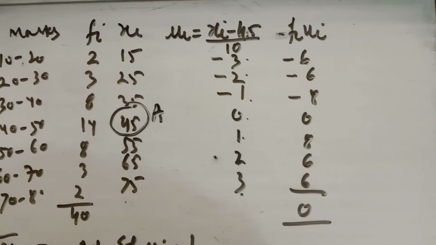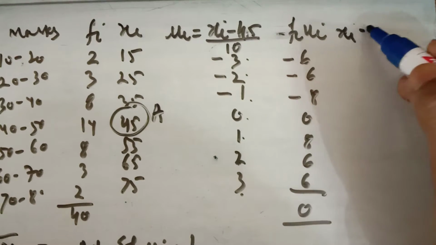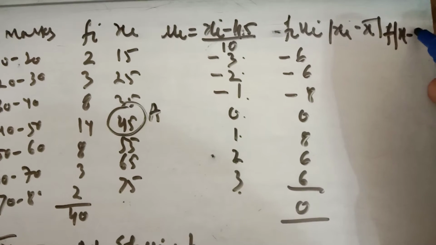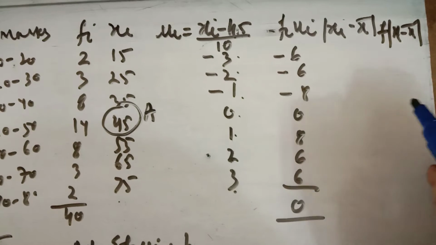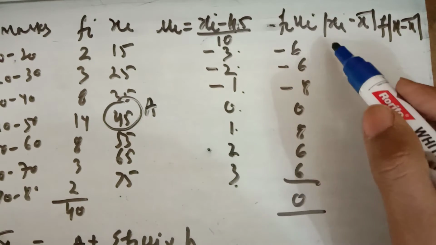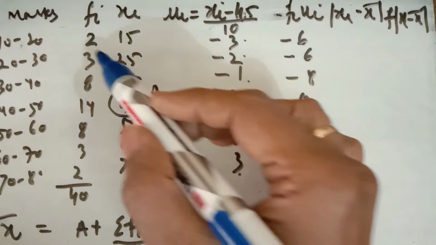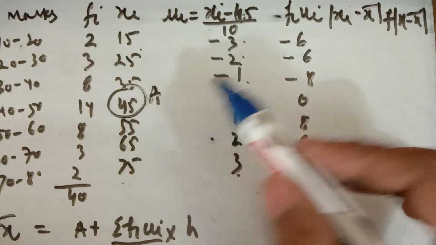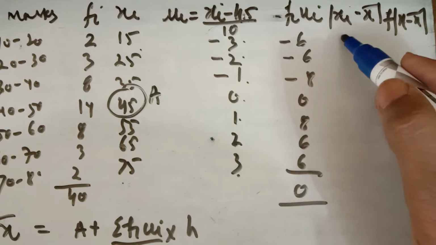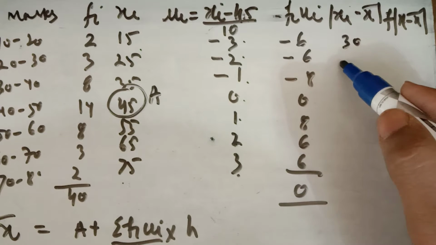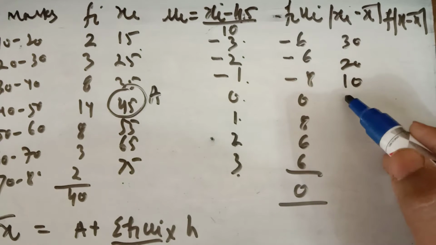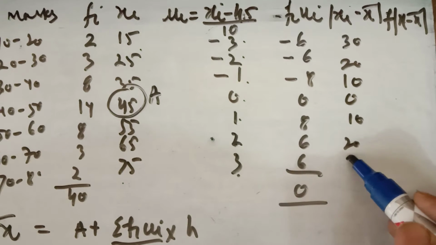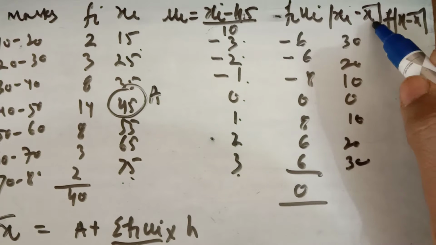Then as usual, what will you do? First you subtract the mean from xi, then multiply this with the frequency as we have done in the last example or in the last lecture. So find the difference: from xi we subtract the mean 45, so 15 minus 45, 25 minus 45, 35 minus 45 and so on. It is coming out to be 30, then 20, then 10, then 0, then 10, then 20 and then 30. 75 minus mean 45 gives 30.